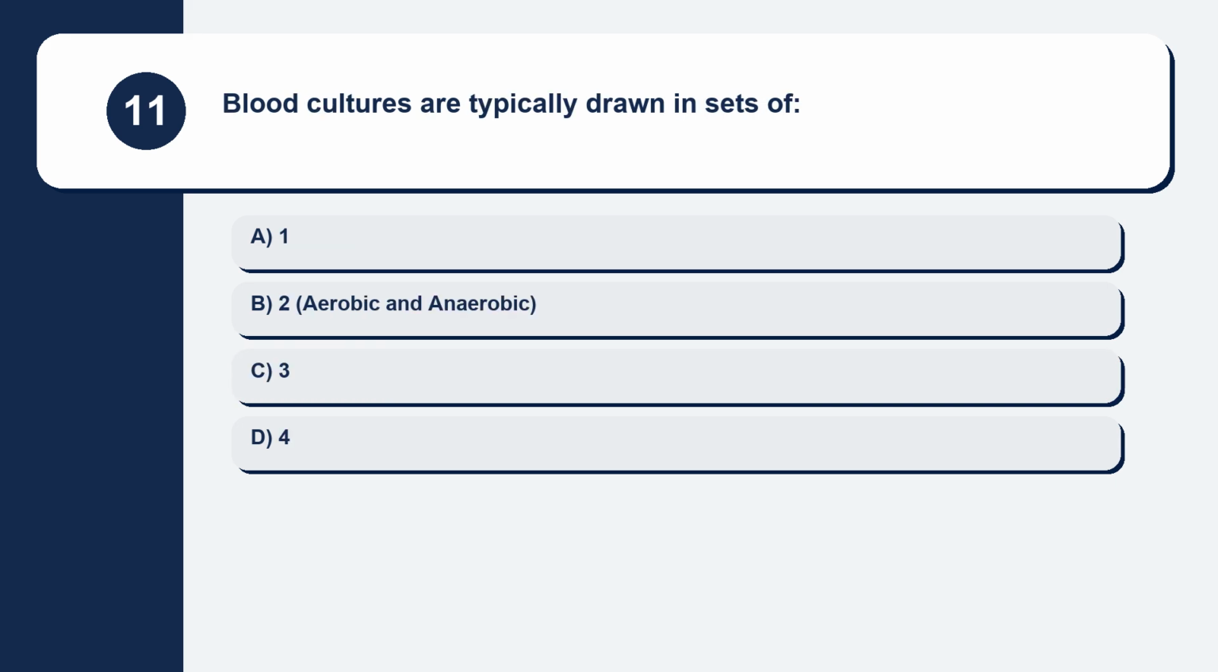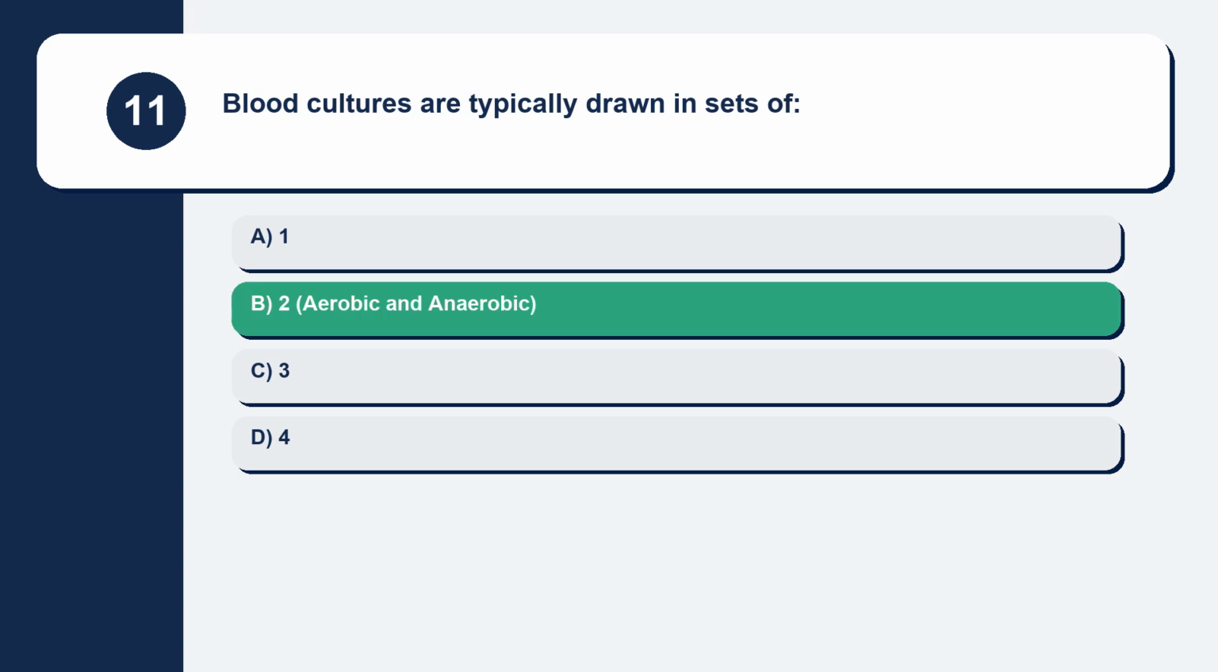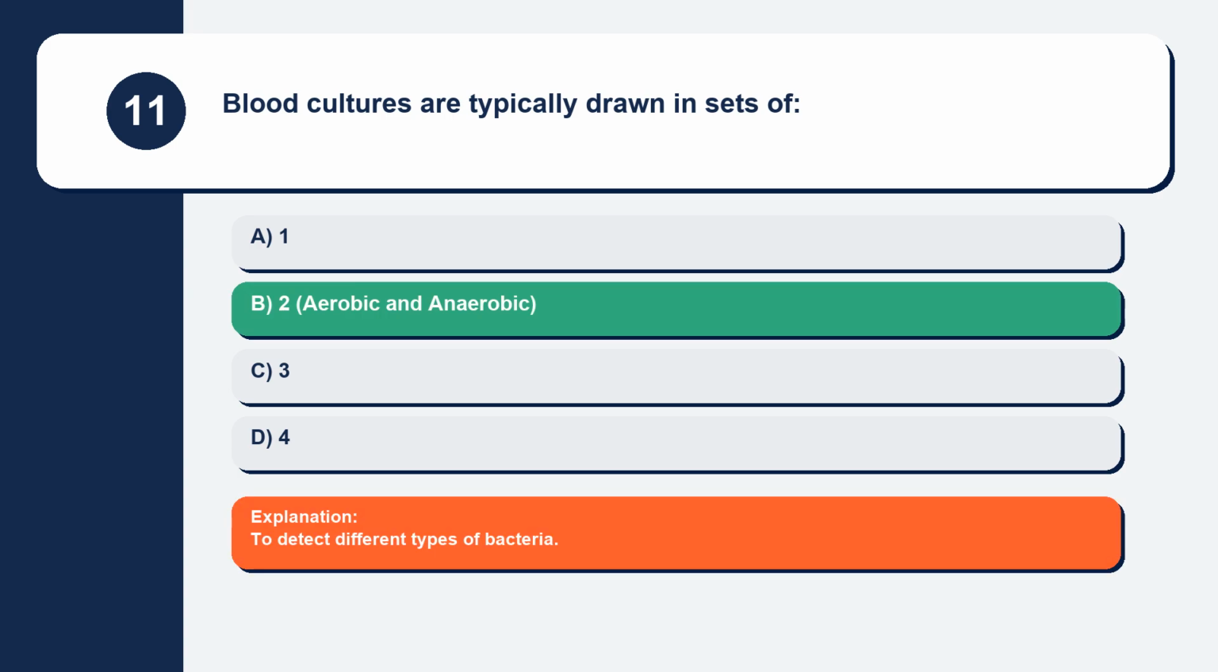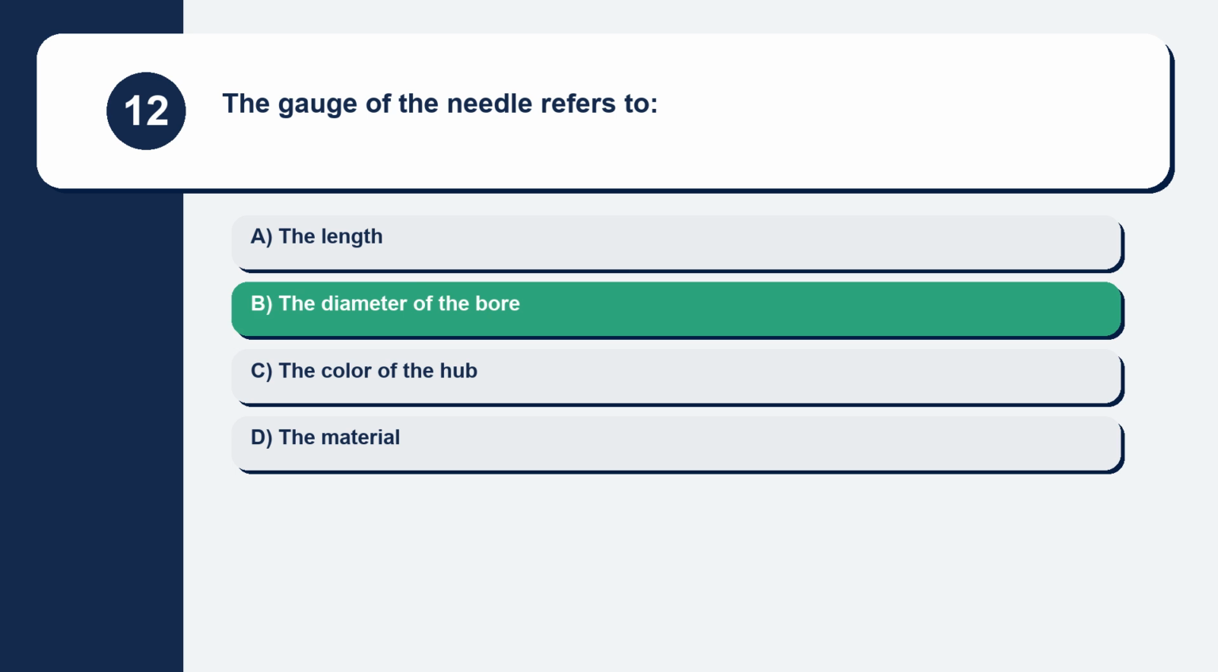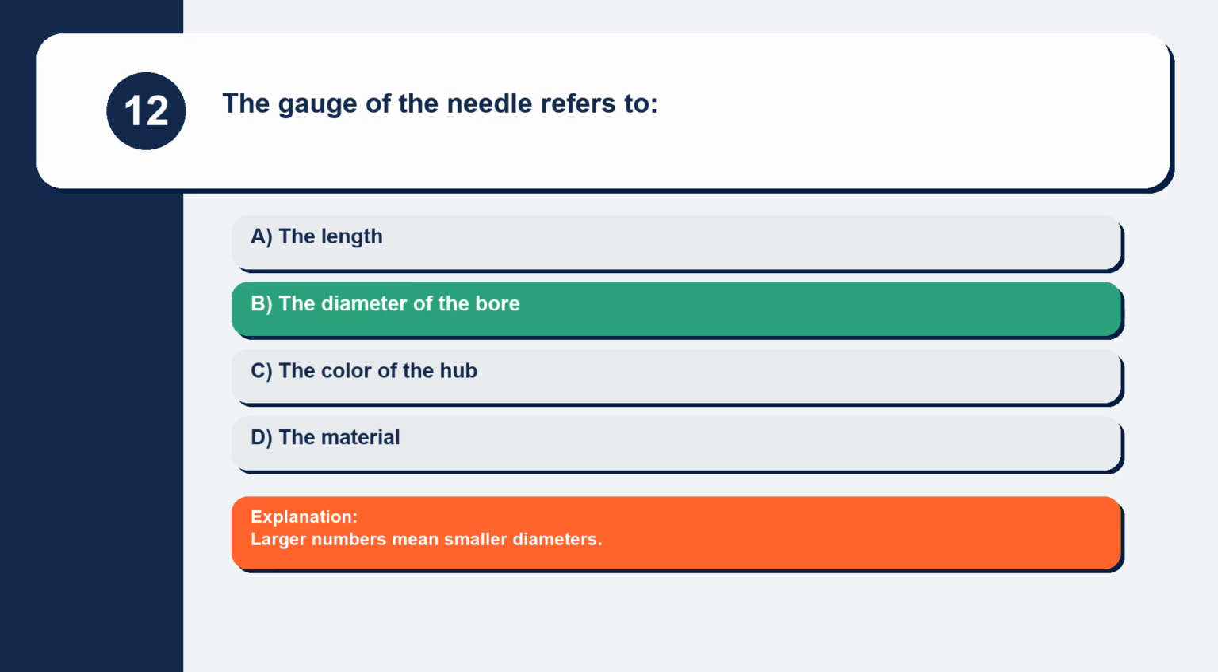Question 11. Blood cultures are typically drawn in sets of 1, 2 aerobic and anaerobic, 3, 4. To detect different types of bacteria. Question 12. The gauge of the needle refers to the length, the diameter of the bore, the color of the hub, the material. Larger numbers mean smaller diameters.